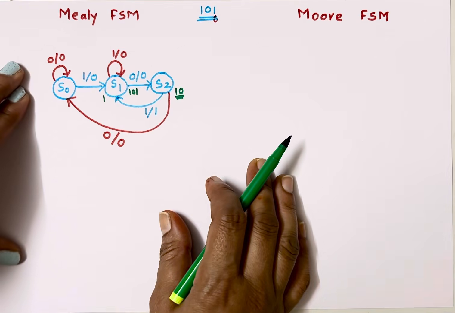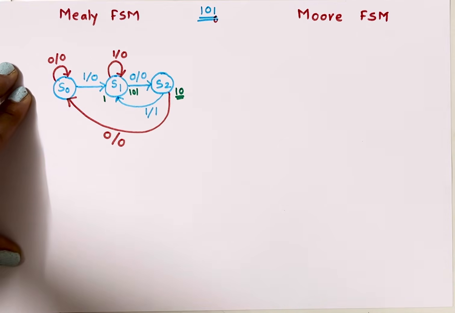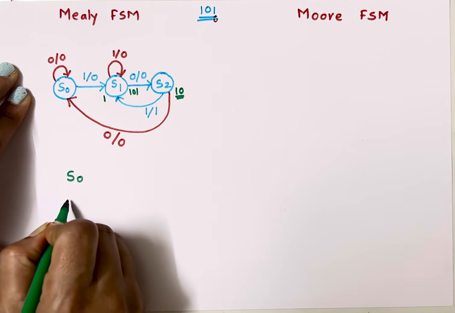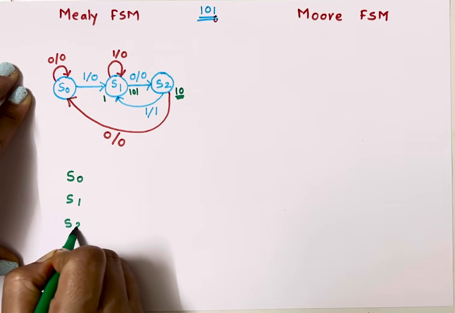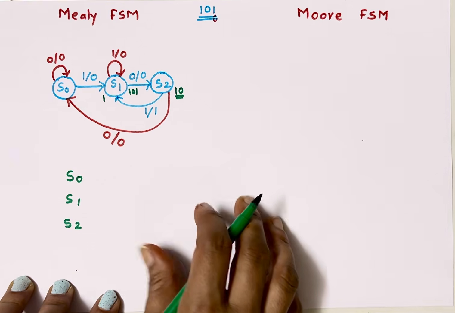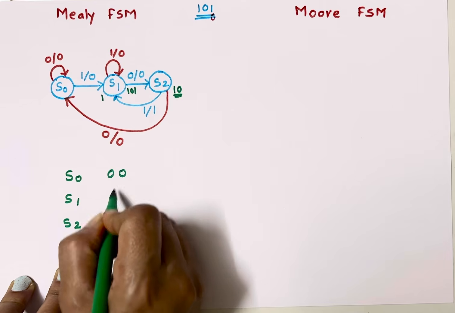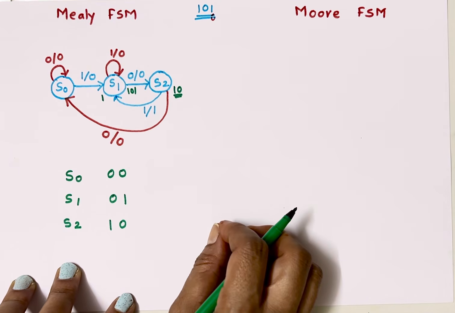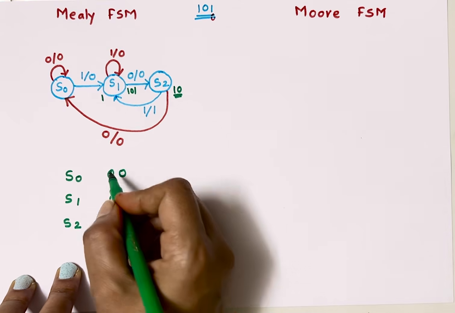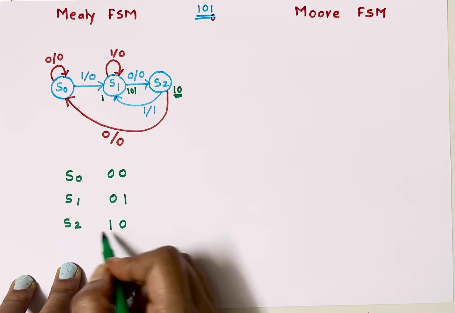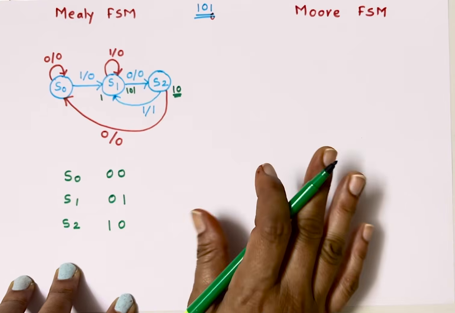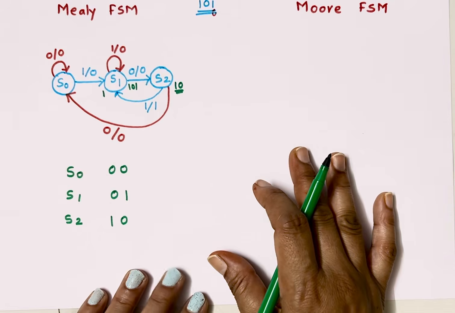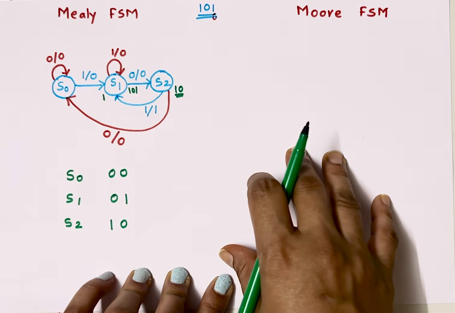So this is my state diagram for the Mealy FSM for this 1, 0, 1. Now we need to convert these states, we need to assign some binary values to these states. I have 3 states, S0, S1 and S2, so I'll simply allot binary values 0, 0, 0, 1 and 1, 0. Because we have 3 states, 0, 0, 0, 1 and 1, 0. The binary equivalent of 2 is 1, 0, so 2 bits are sufficient.